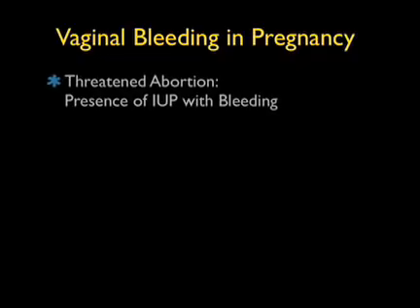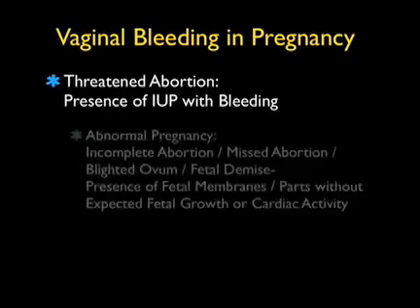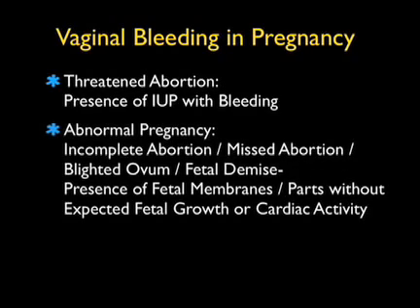Today's module will focus on vaginal bleeding in pregnancy, and we'll go through a bunch of videos showing the stages of pregnancy and how they show up on ultrasound imaging. In terms of this chief complaint, I'd like to break it down into four major diagnostic areas, the first of which is a threatened abortion, defined as the presence of an IUP, or intrauterine pregnancy, with bleeding.